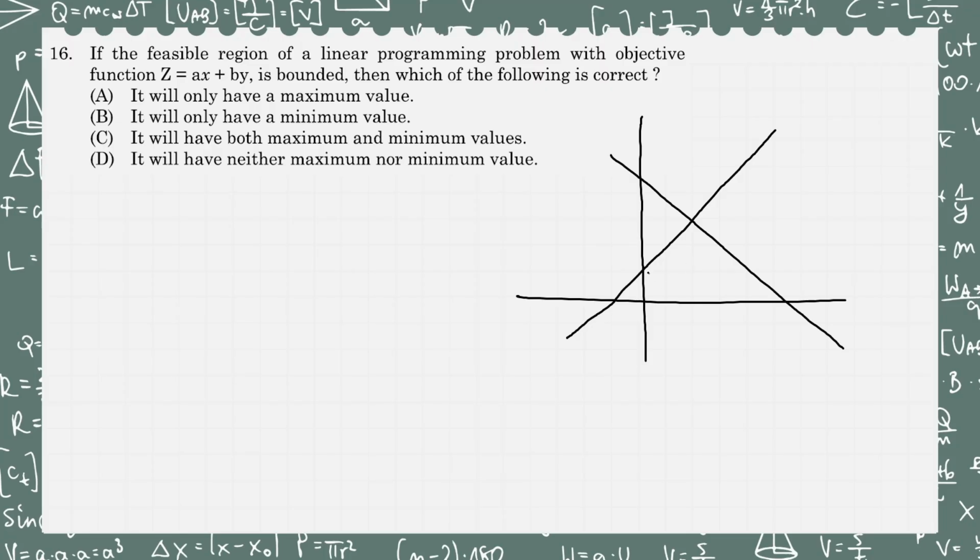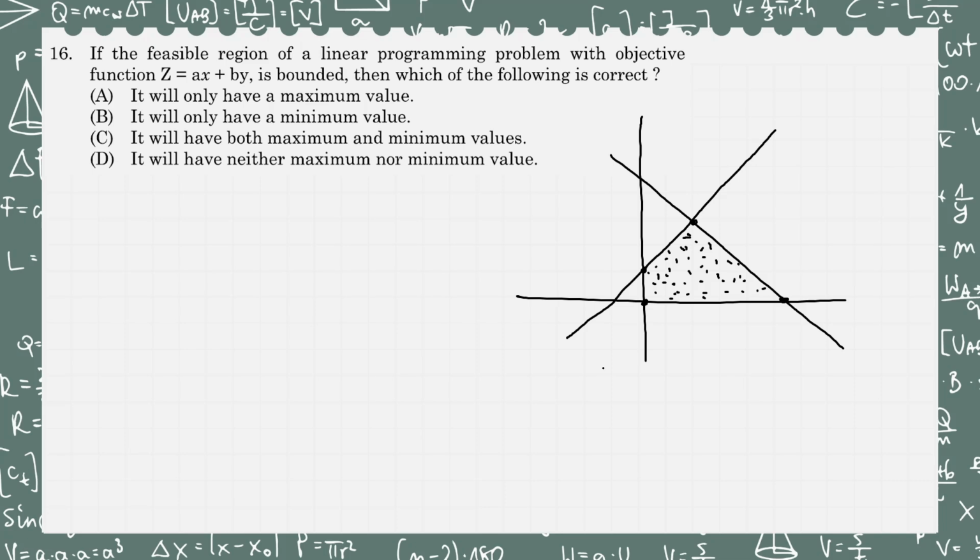So if this is our feasible region, for example, which is a bounded region, we will have the corner points, correct? So 1, 2, 3, 4. According to this example, we have 4 corner points.